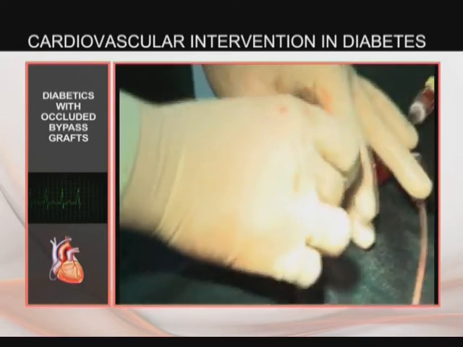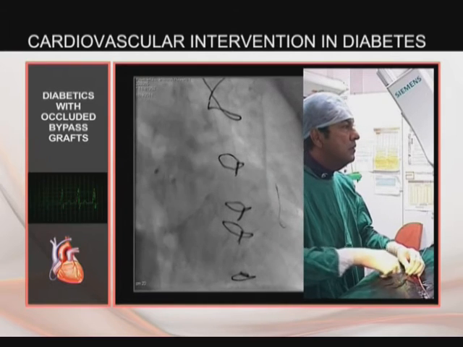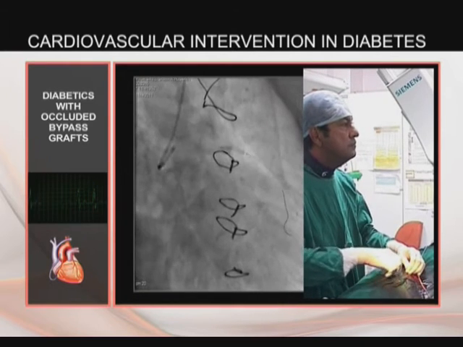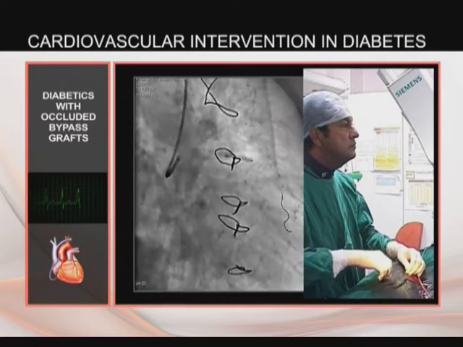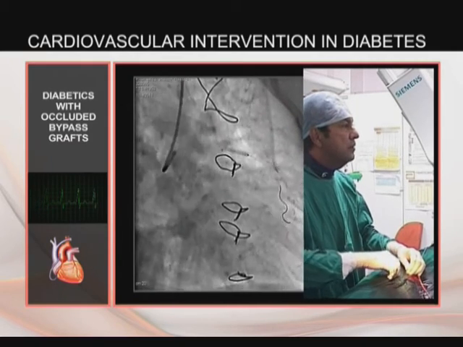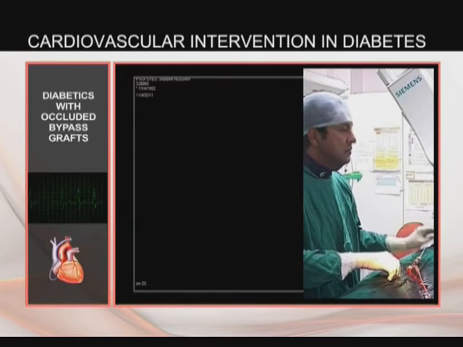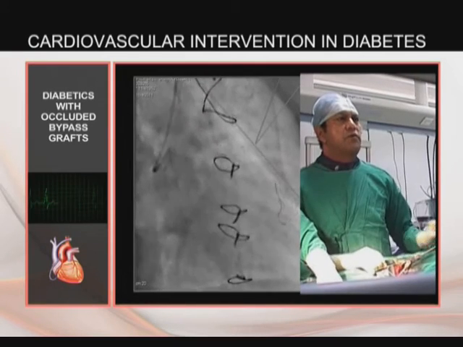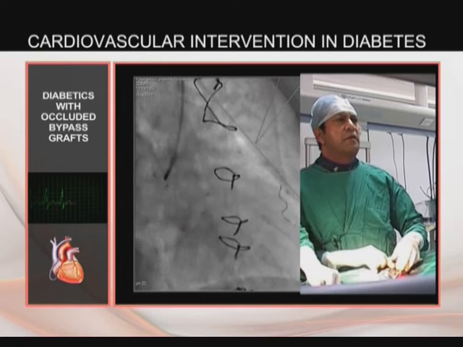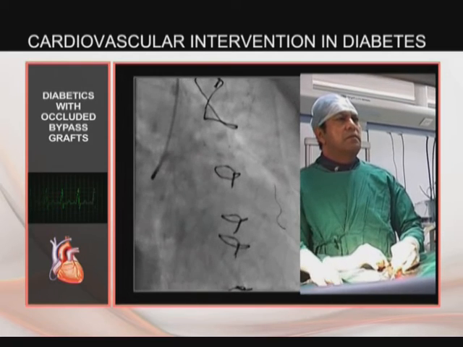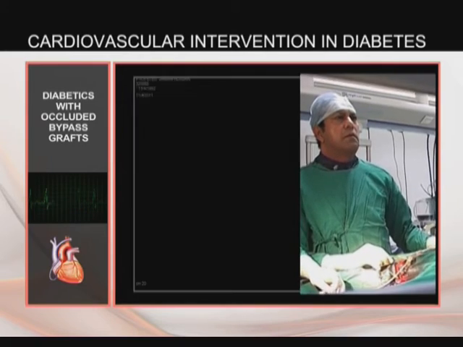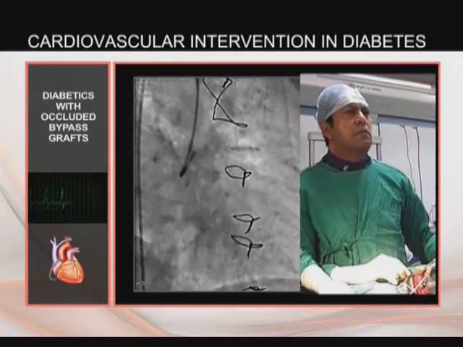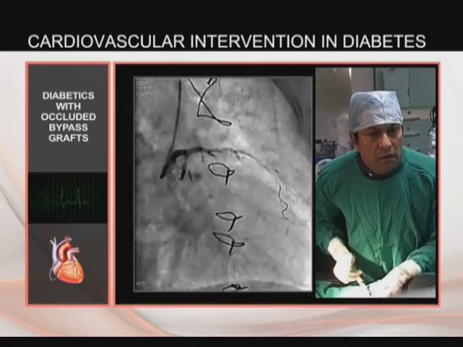You can see a 2.5 by 12 balloon which is used to dilate the fibrotic, calcified, typical diabetic lesion. Multiple dilatations are being made throughout the length of the vessel. You can see the proximal marker and the distal marker of the balloon and the placement of the balloon within the lesion. This is after balloon dilatation.